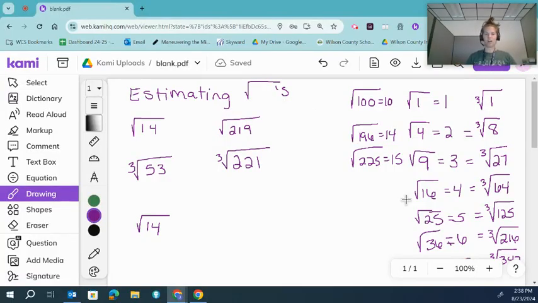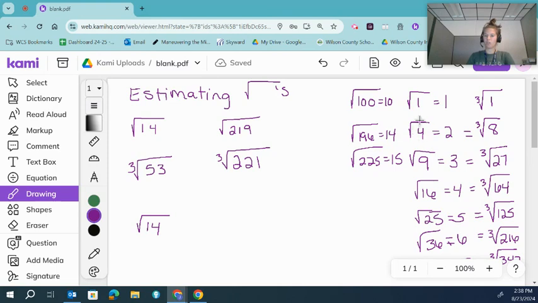Okay, today we are estimating square roots. When we are estimating square roots, I would recommend that you list out some of the perfect squares that you know. I've done that here on the side, some of the ones that we'll be using today. The square root of 1 is 1 because 1 squared is 1.